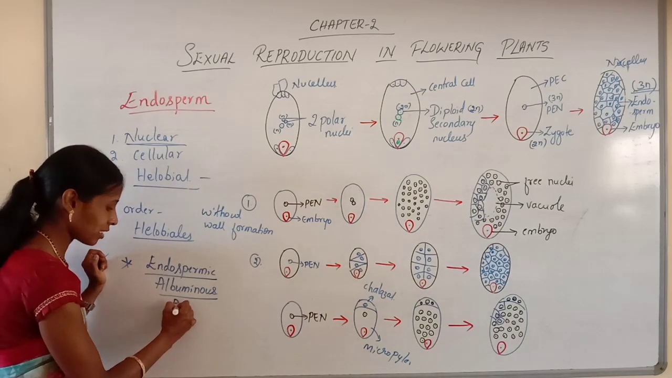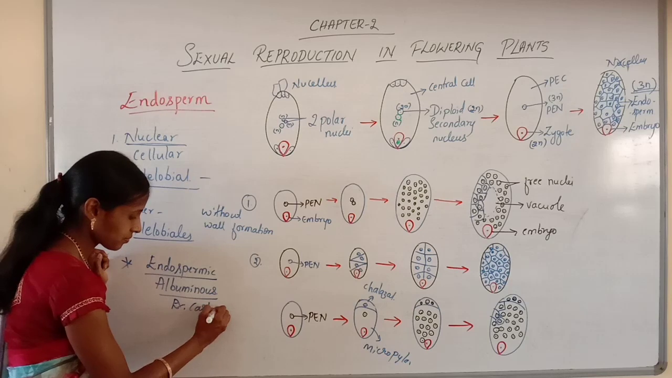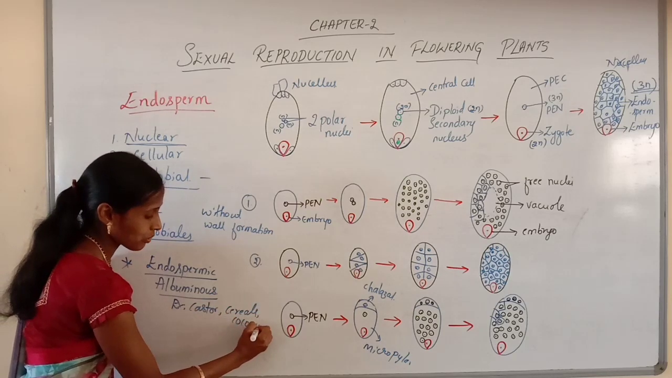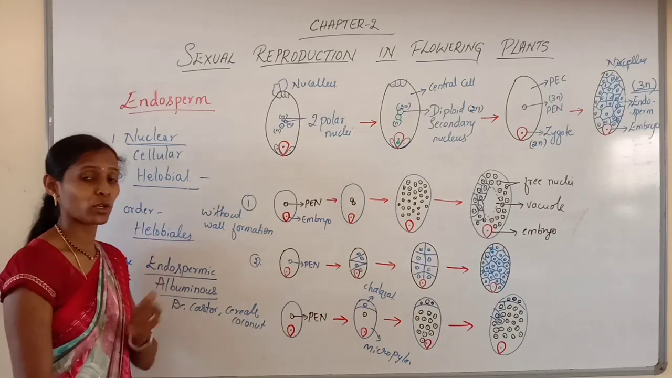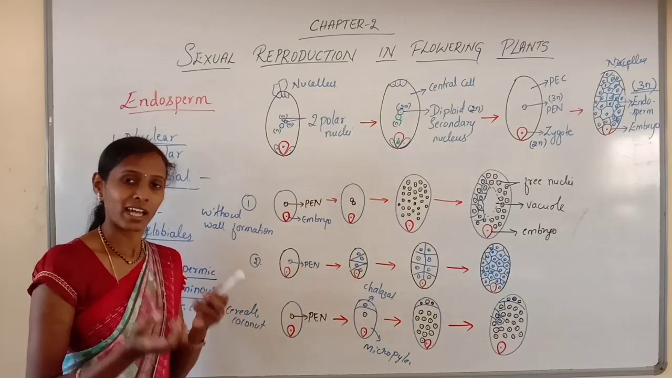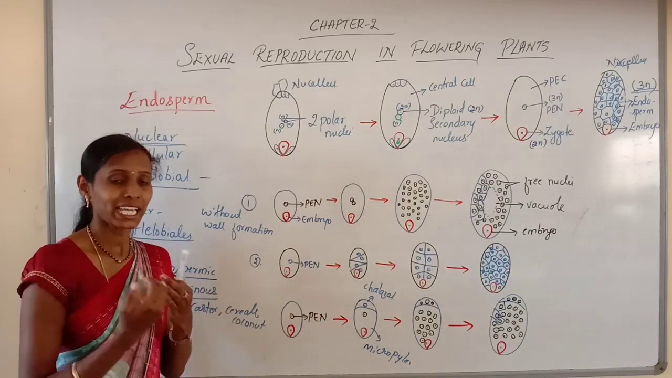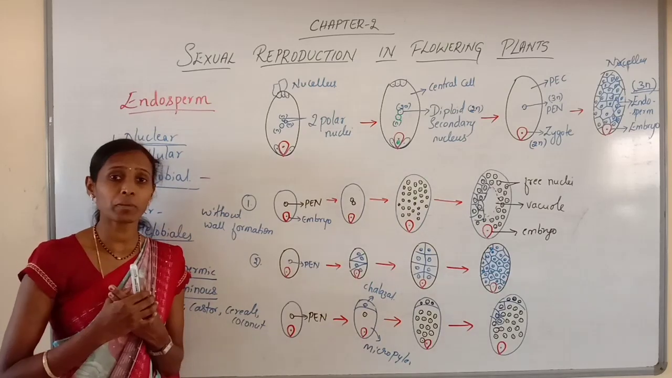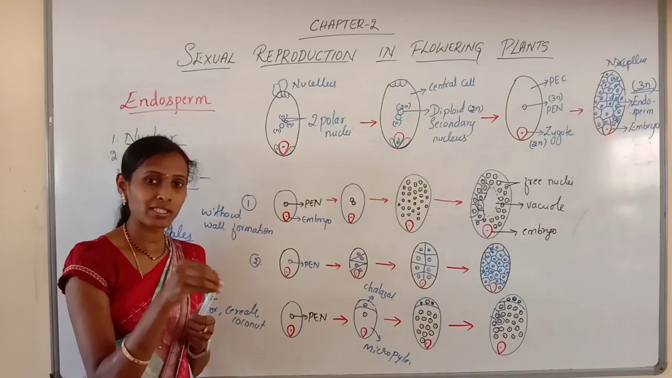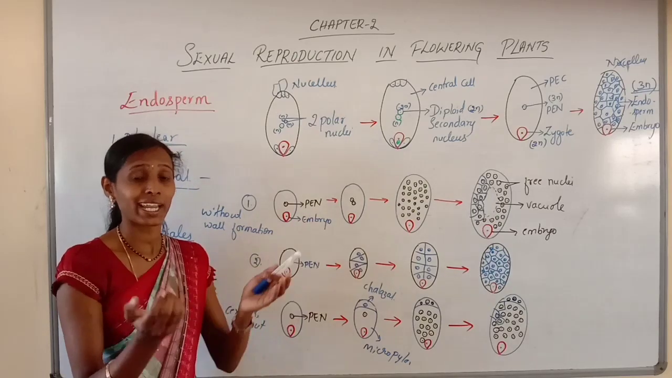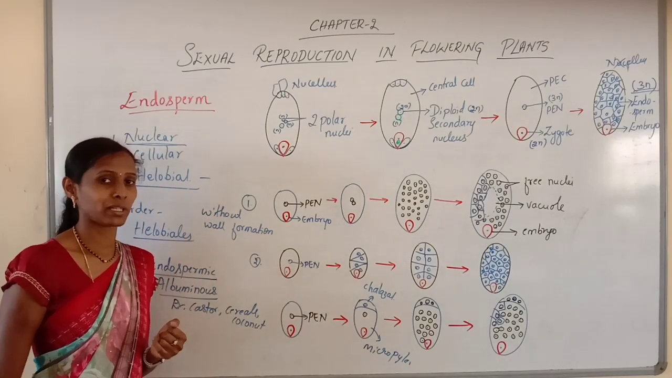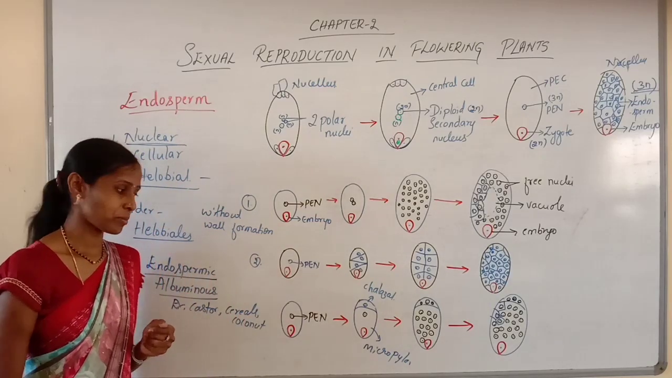For example, we can give castor, cereals, and coconut. I have already given the example of coconut, which contains both nuclear as well as cellular endosperm, which is nothing but the seed containing endosperm. It is not completely used up. Then the remaining endosperm will be completely used up at the time of seed germination. When you sow the seeds and they start to germinate, the remaining endosperm will be used up.